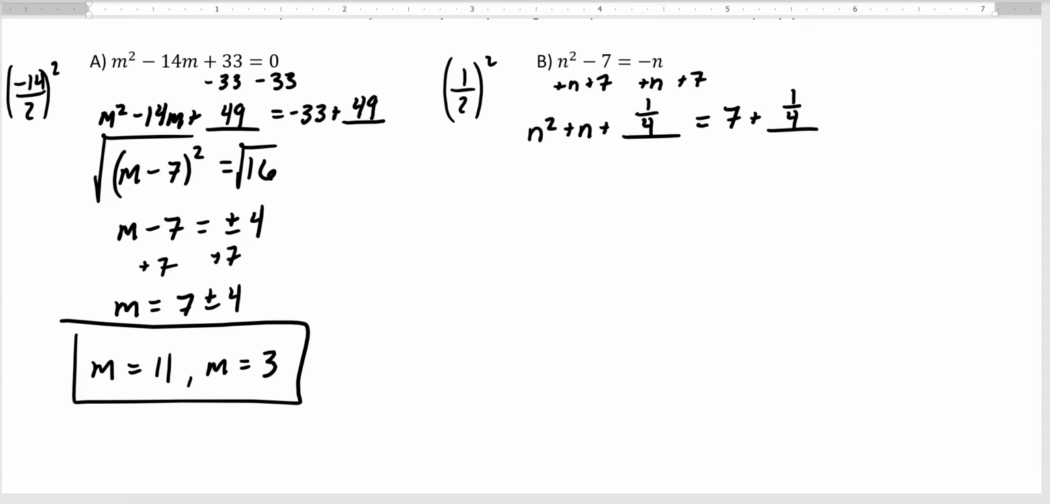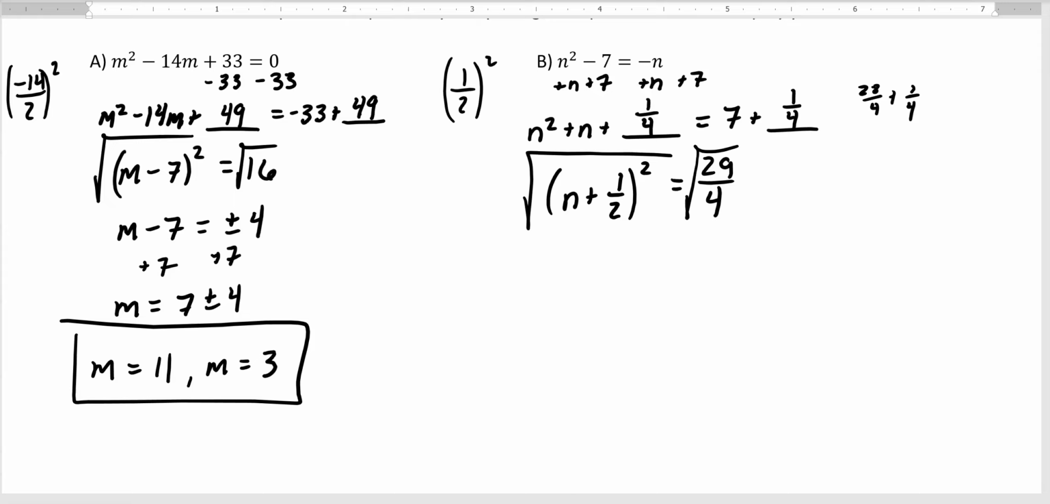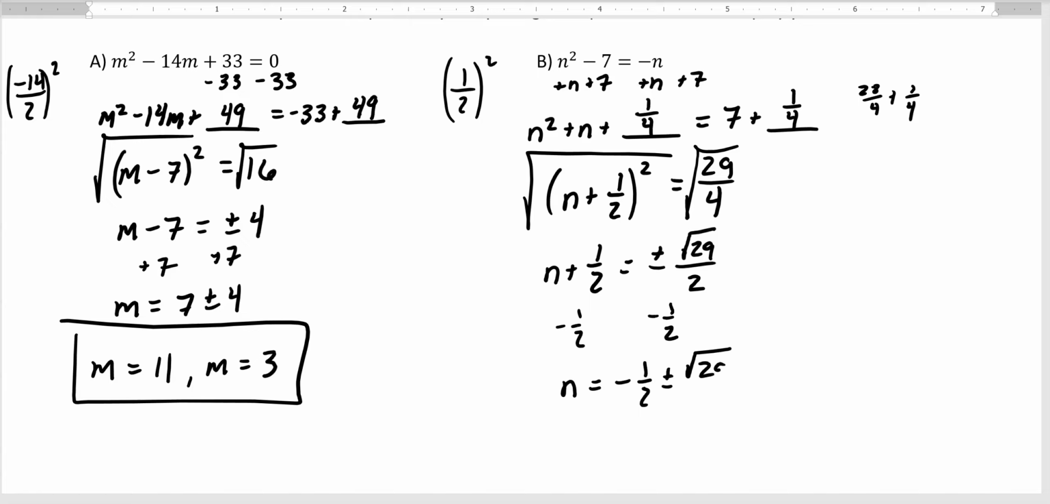Now, 7 is 28 over 4, so this is 28 over 4 plus 1 over 4. I'm going to get 29 over 4 here when I factor this. So n plus 1/2 squared equals 29 over 4. Then we can take the square root of both sides. Remember our plus or minus. So n plus 1/2 equals plus or minus the square root of 29 over the square root of 4, and the square root of 4 is just 2. So subtract 1/2 from both sides, and I get n equals negative 1/2 plus or minus the square root of 29 over 2. And that would be my solution.